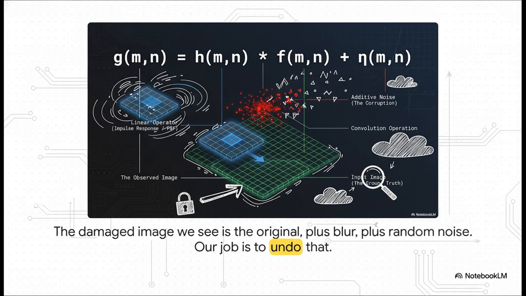Okay, I know this formula looks a little intense, but the core idea is actually pretty simple. The messed up image we see, that's G, is just the original image, F, after it got blurred by some process H and then had a bunch of random noise, N, sprinkled on top. That's it. Our entire job is to peel back those layers and get back to F.